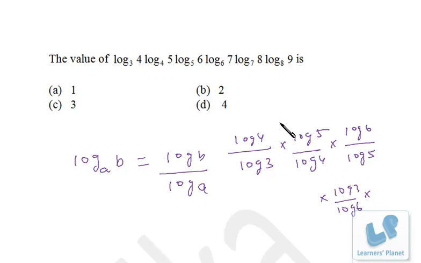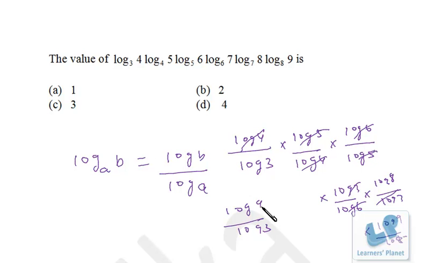Once you are clear about the property, this step is not at all to be written, right? After that, log of 8 by log of 7 and finally log of 9 by log of 8, right? So all of them will be cancelled. Getting my point? Right? Only you are left with log 9 by log 3. Okay, log 9 is what? 3 square. So that's 2 log 3. So finally you are left with 2.